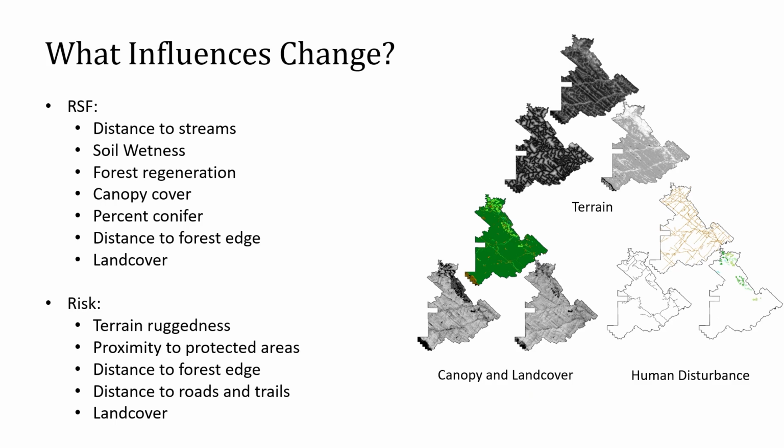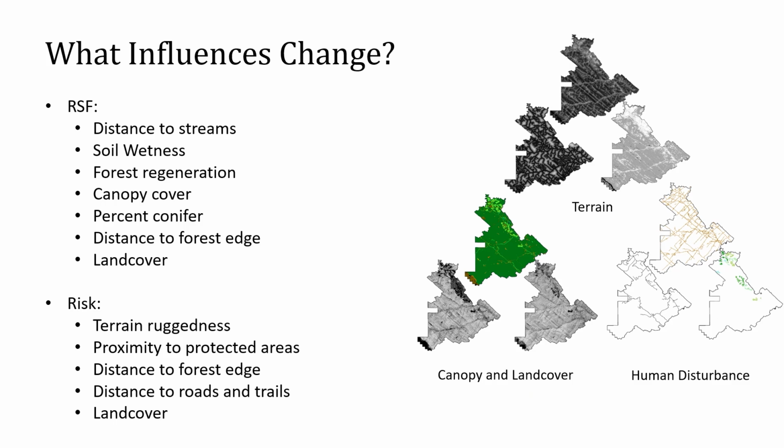For habitat states, we combine RSF and risk, and therefore all of these variables influence the habitat state's output. I can't say whether each of these variables positively or negatively influences change because they change per BMA and per seasonal outputs sometimes. So different BMA and seasonal models will have different variable magnitude and positive or negative influence.